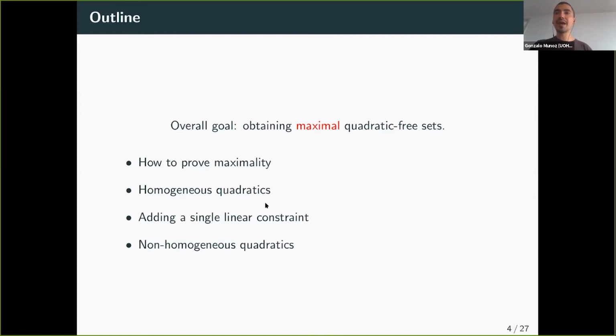Then I'm going to show you how to handle homogeneous quadratics. Then we're going to have to take an intermediate step where we add a single constraint to a set that I'm going to describe in a few minutes. And then we're going to move to non-homogeneous quadratics, which is the hard case, okay?